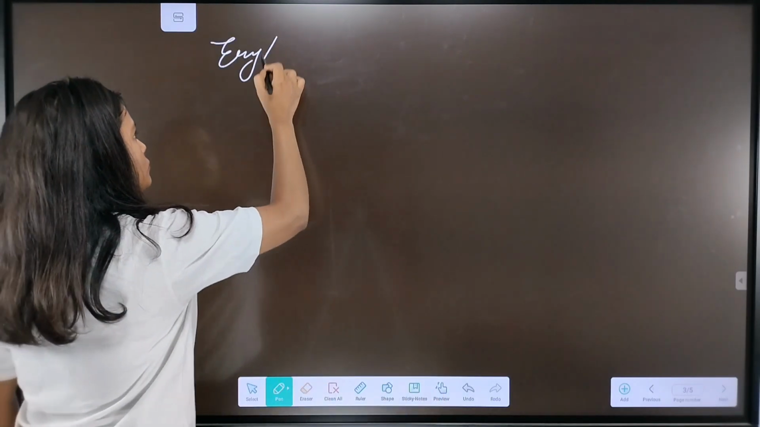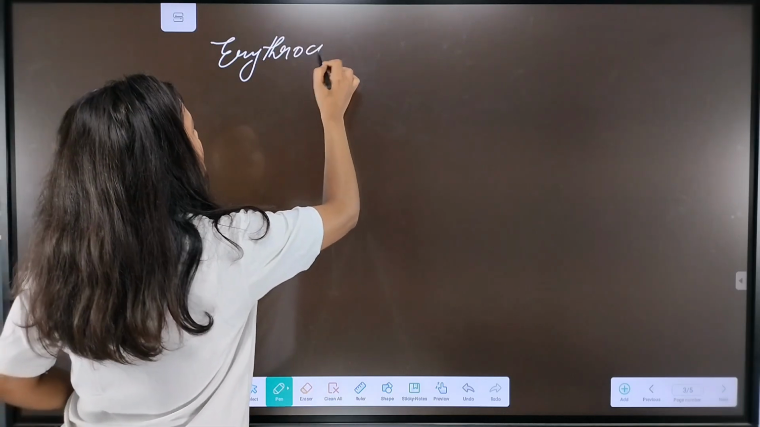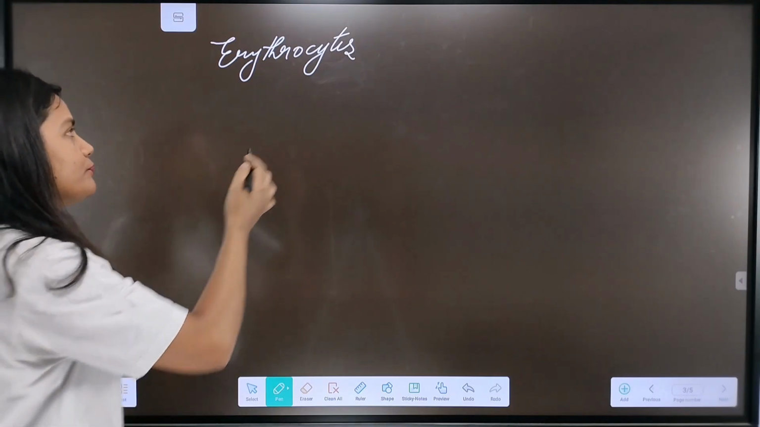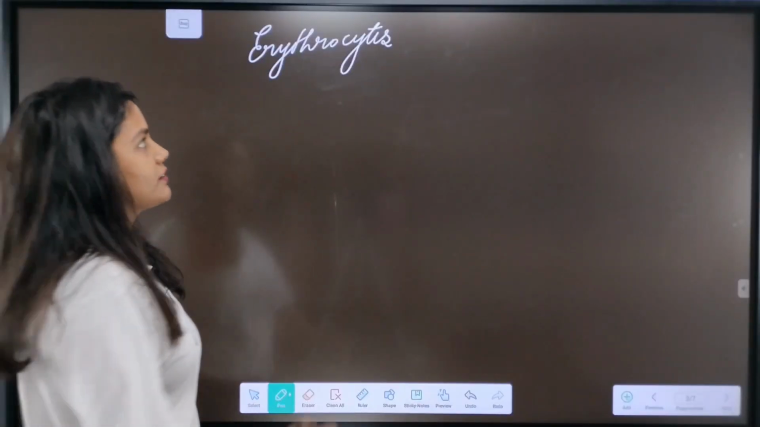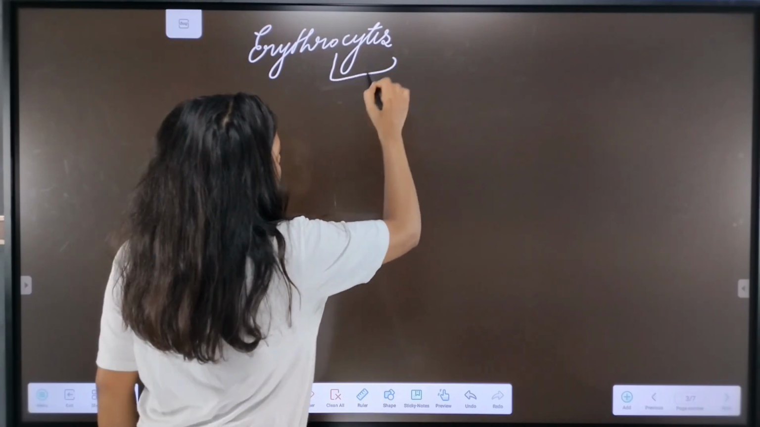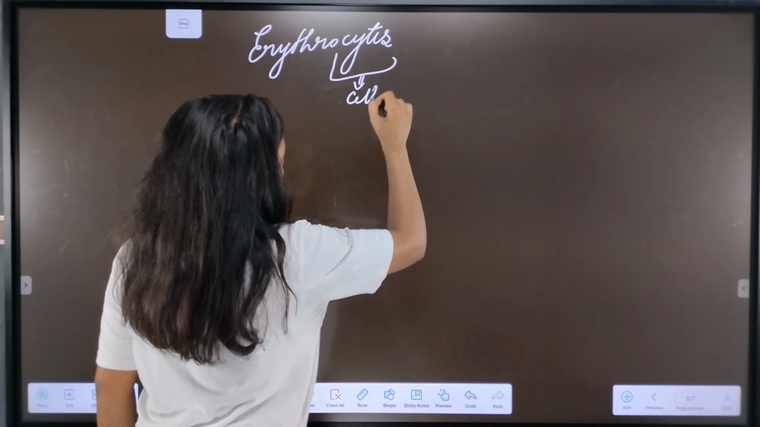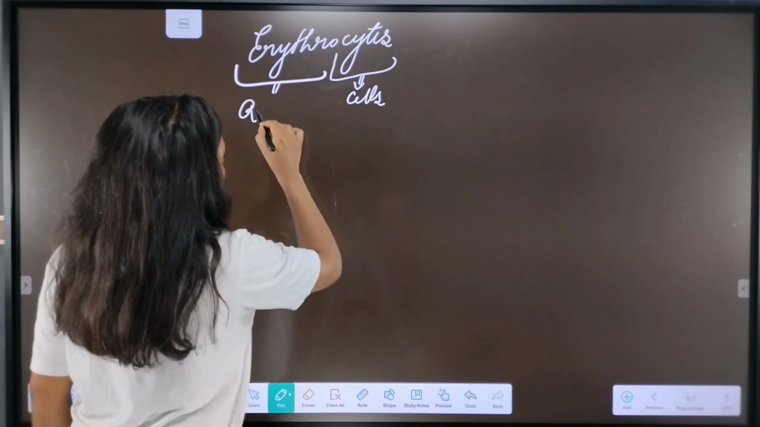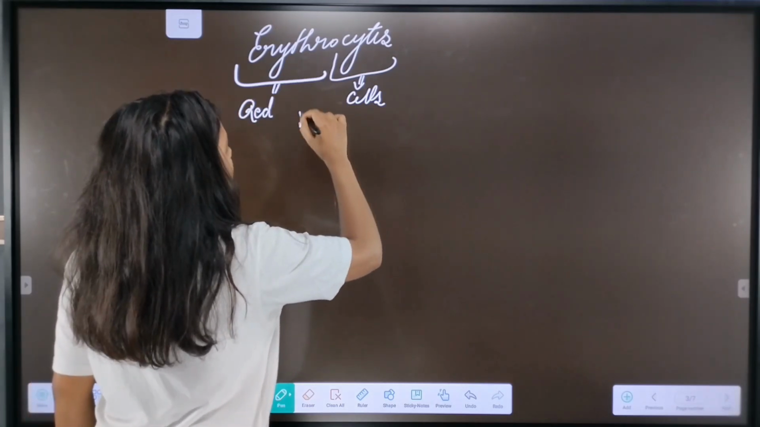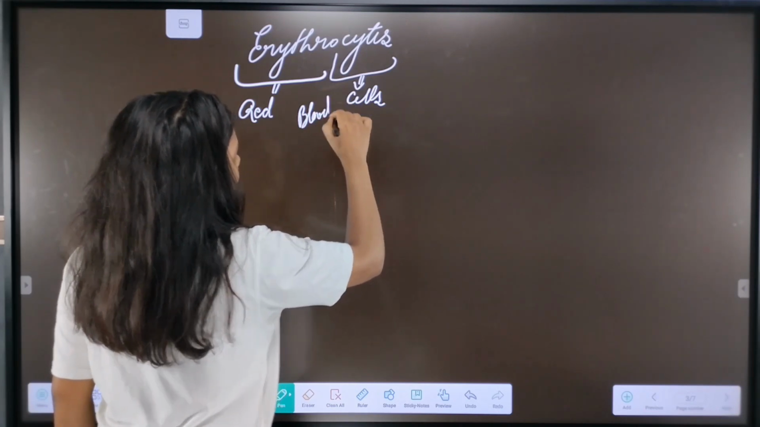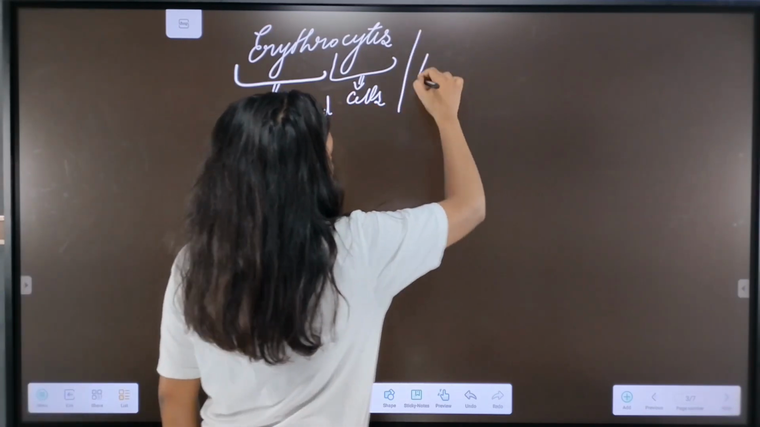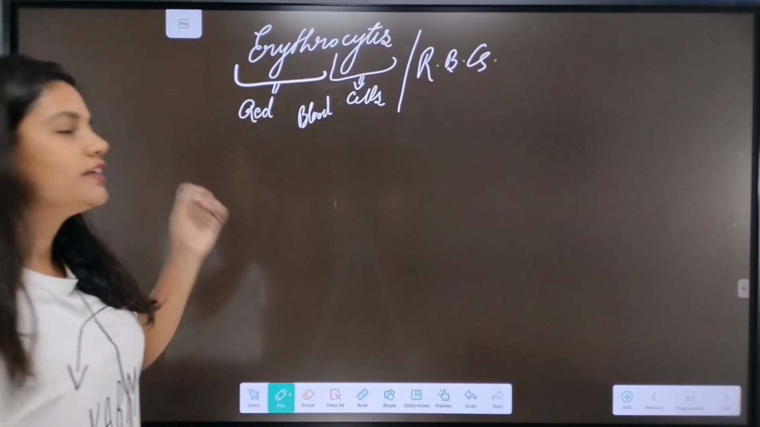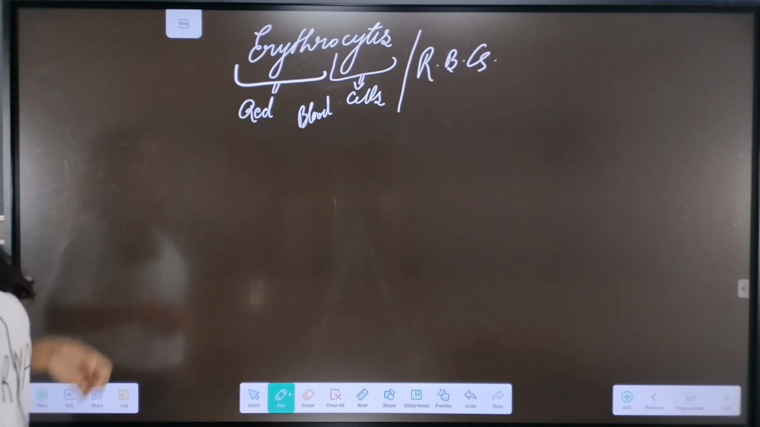RBCs are also known as the erythrocytes. Okay. From our very previous classes, we know that cytes means cells. Erythro simply means red. As we know, RBCs or red blood cells look or appear red in color because of the presence of the hemoglobin.